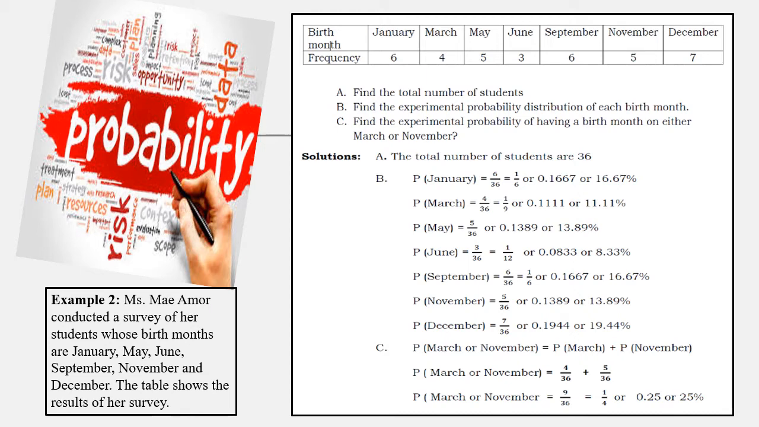So we have here the probabilities. For January, we have 16.67%. For March, we have 11.11%. For May, we have 13.89%. For June, we have 8.33%. For September, we have 16.667%. And for November, we have 13.89%. And for December, we have 19.44%.